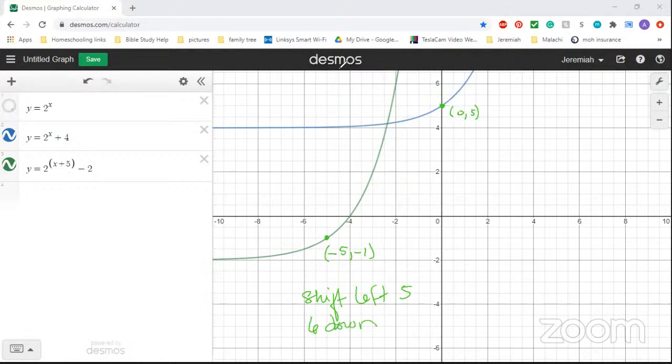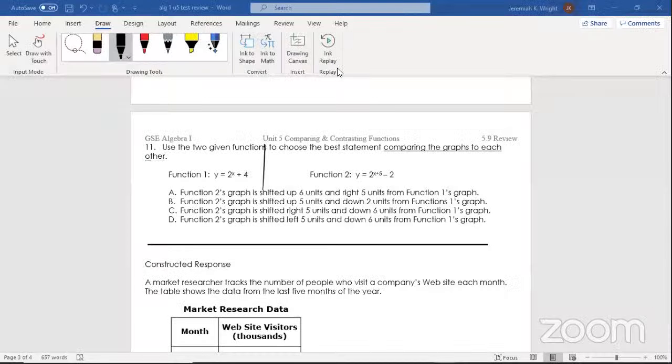So let's keep that in mind and let's switch back to our worksheet. All right, so graph 2 is shifted up 6. No, it went down.